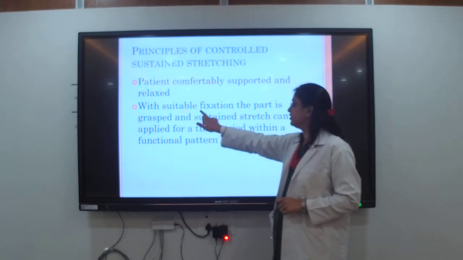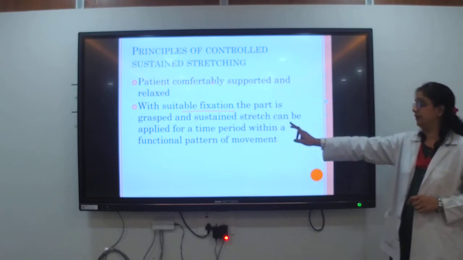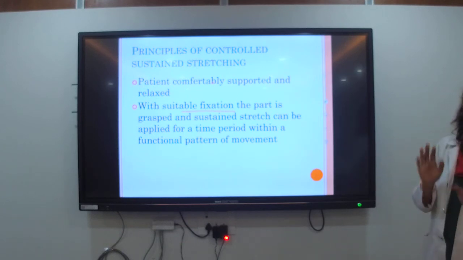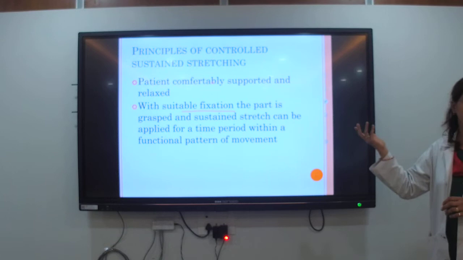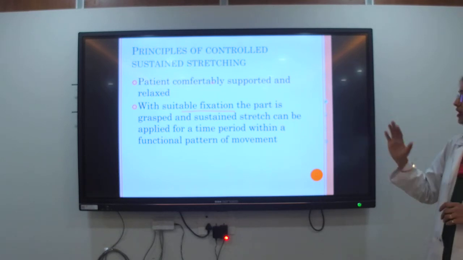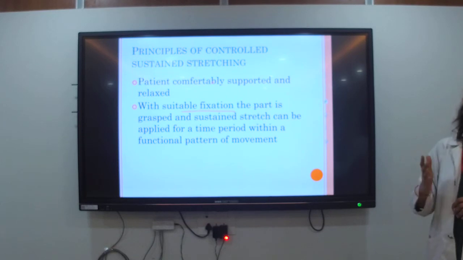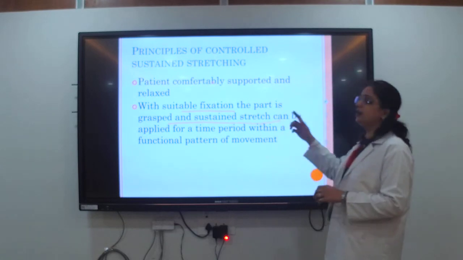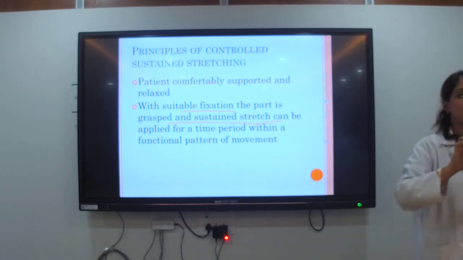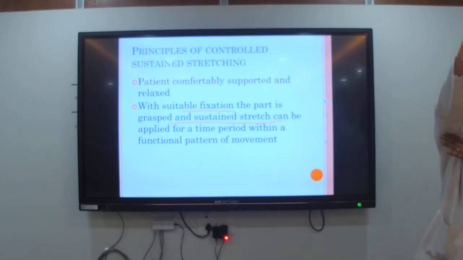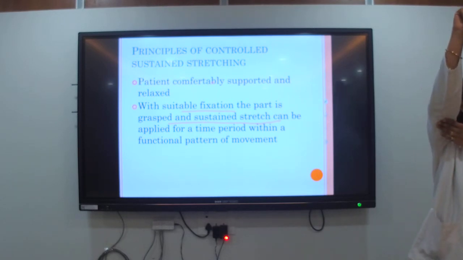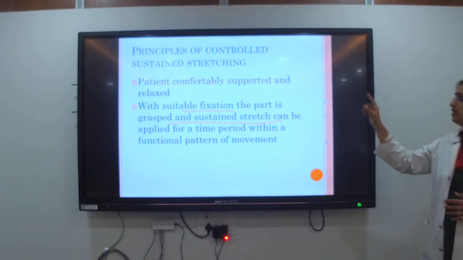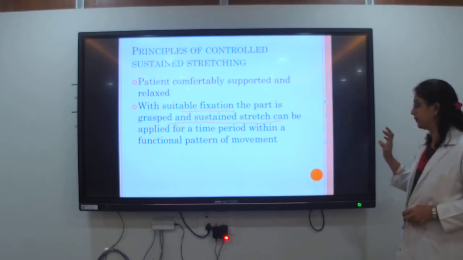When you are giving the stretching, again you have to give fixation to the suitable part. It is not like you have to give fixation only to the proximal part; you can give fixation to the distal part also. It is different for each muscle. Then you have to grasp the part and give a sustained stretch. Suppose you want to increase the range of motion for flexors, then you have to stretch it beyond the available range. That is called sustained controlled stretching.